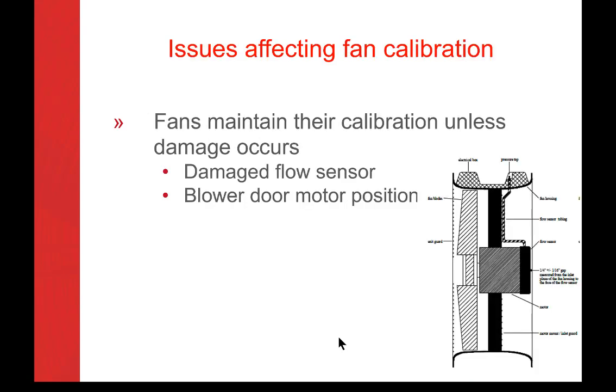Issues affecting calibration. The fans maintain calibration unless damage has occurred. So a damaged flow sensor is one part of it, and the blower door motor position is the other. For the motor position, you can see on the sketch, we put a straight edge across the fan housing with the rings off, and measure the distance between the flow sensor and that. It should be a quarter inch plus or minus a 16th. So from 3/16 to 5/16 is what that distance should be. If your motor is shifted, you'll need to get it back into alignment. You may need to send that in for repair to get that done.